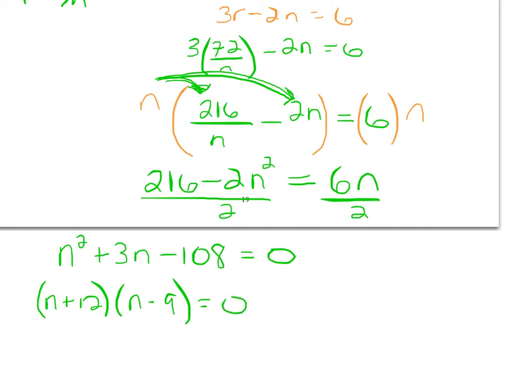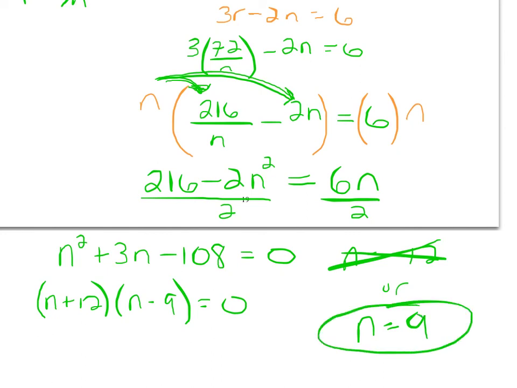which means that n equals negative 12 or n equals 9, but it can't equal negative 12 because remember n was representing the number of seats in each row. You can't have a negative number of seats in a row of desks. So n equals 9 has to be the original number of seats per row.